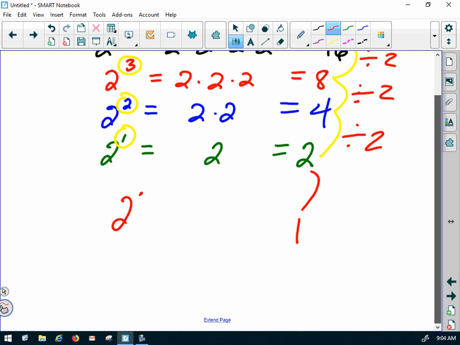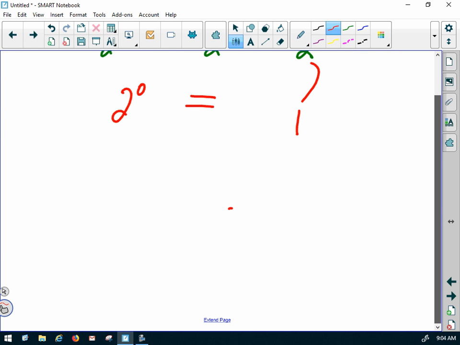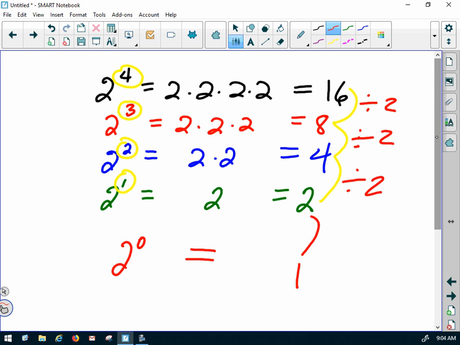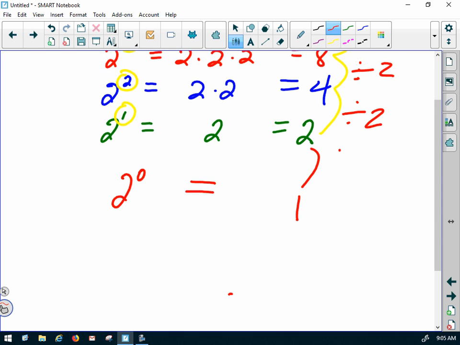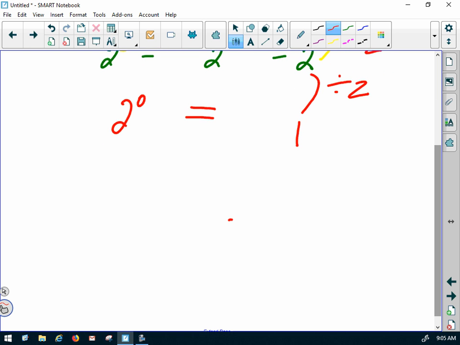2 to the 0 power is 1. Anything raised to the 0 power is 1. Why? Just what I showed you right here. Math is full of patterns, and this is one of them. We divide by 2. So, where it says 0 exponent, a to the 0 power is 1.